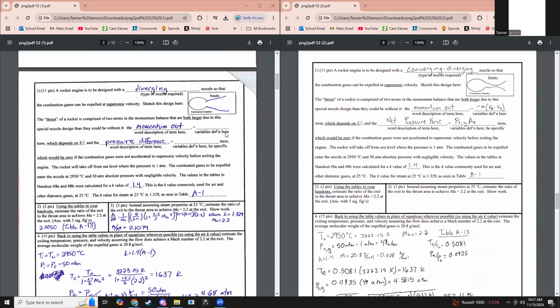In problem 1, originally I assumed it was a diverging nozzle, but that would only get it to sonic speed. So I changed it to a converging diverging nozzle, which would become sonic at the throat. And then when it diverges, it becomes supersonic.